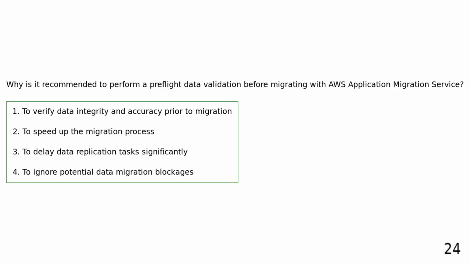Why is it recommended to perform a pre-flight data validation before migrating with AWS Application Migration Service? To verify data integrity and accuracy prior to migration. To speed up the migration process. To delay data replication tasks significantly. To ignore potential data migration blockages. Performing a pre-flight data validation before migrating with AWS Application Migration Service is recommended to verify data integrity and accuracy prior to migration, ensuring a seamless and accurate transfer of data.